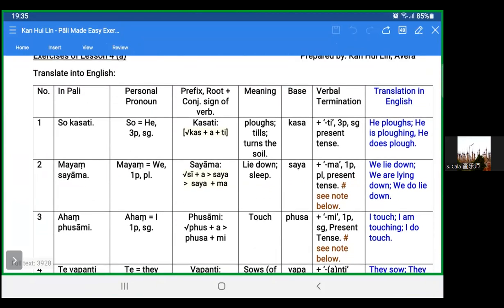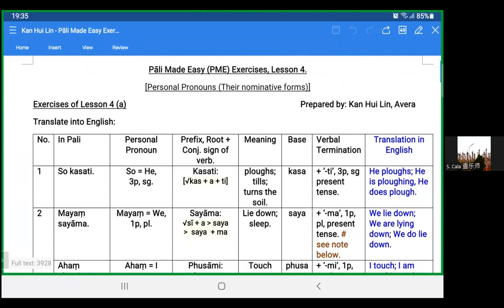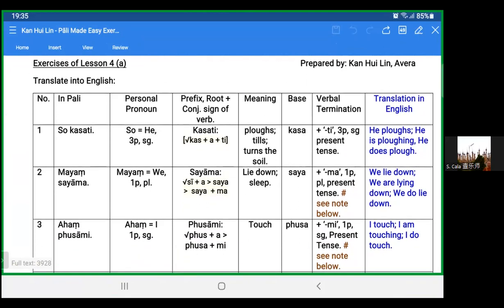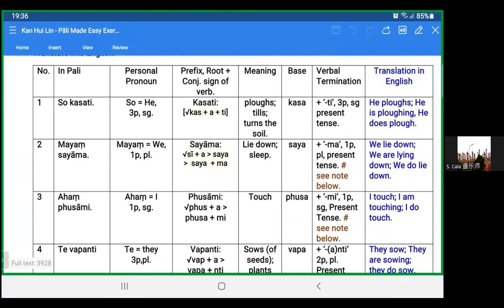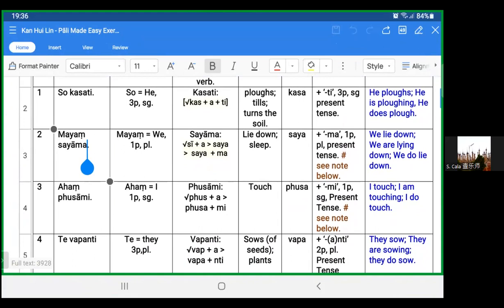All right, so we already went through lesson 4. This is done by Huiling. If you can do it like her, it's very good. Huiling, you did a very good job because it's very easy to read and very easy for us to check. Okay, so Kasati Mayam Sama. There should be a long a here because today we are talking about sayama, which is on taste. The book made it long, but it's okay, so we just change it.